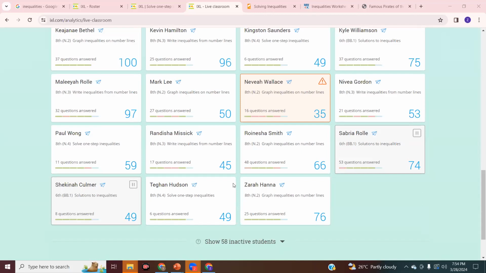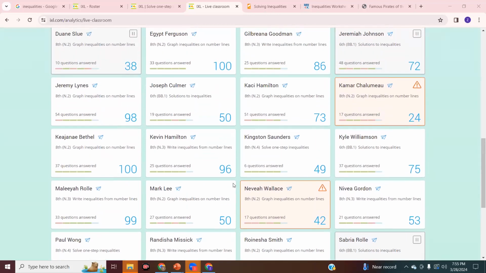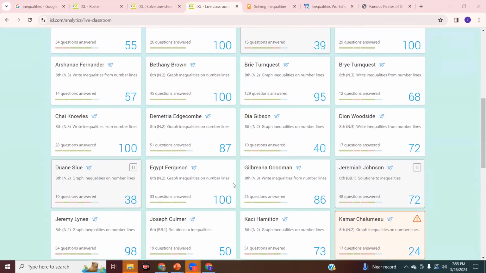Ronisha Smith and Randisha Misek, what are your smart scores? Tegan, which quiz are you on? I'm on quiz 4. Okay, and Malia Rule, what's your smart score, Malia? 99. Where's Demetria? Demetria Edgecombe. Yes, sir. What is your smart score? 87. You getting it now?